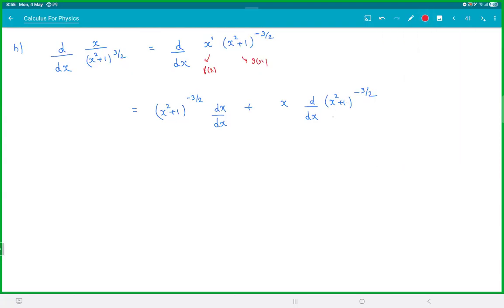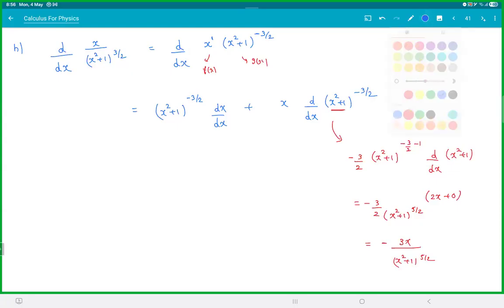Now I'll do one thing. I will just differentiate this guy first separately, and then we can just put it there. So this is looking like function to the power of minus 3 by 2. So this is minus 3 by 2, x square plus 1 minus 3 by 2 minus 1, and then differentiate whatever is inside. That turns out to be minus 3 by 2 x square plus 1 whole power 5 by 2, and that's 2x plus 0. That would be minus 3x by x square plus 1 whole power 5 by 2.